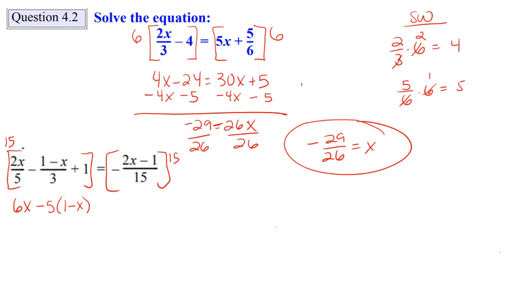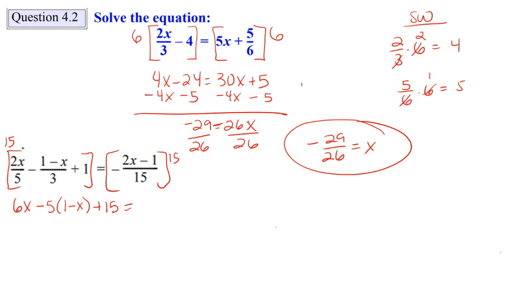Because it has two items, this is called a binomial. We have to put it in parentheses. We can't just write 1 minus x. So if the numerator has more than one item in it, you have to put it in parentheses. So then I'm going to continue. 15 times 1 is 15.